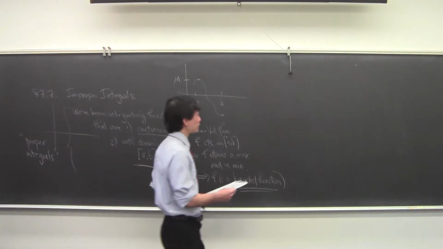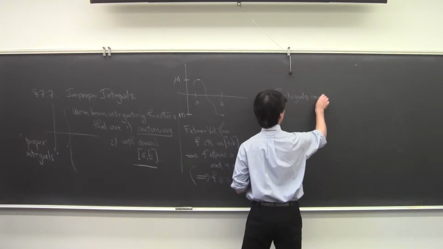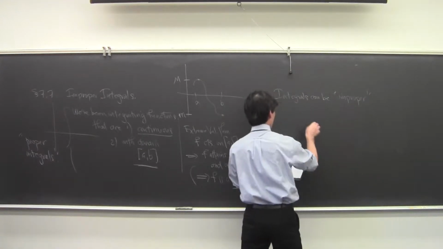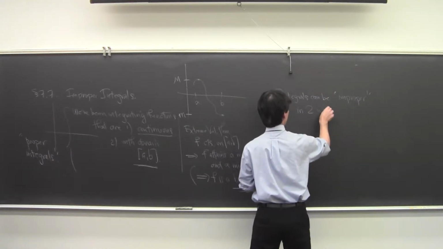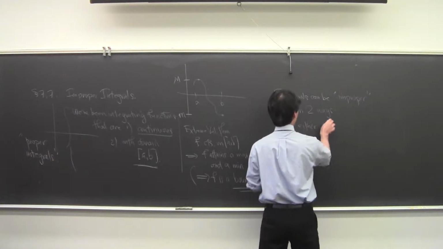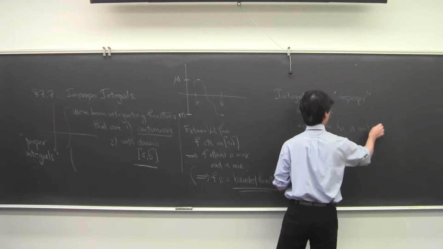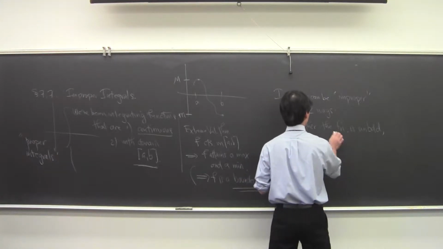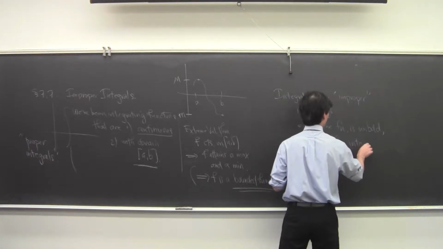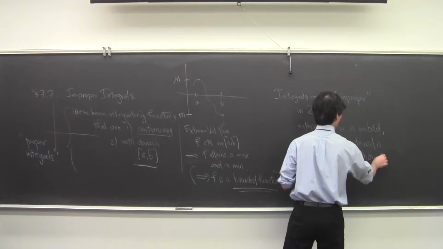Okay. So integrals can be improper in two ways. Either the function is unbounded, or the interval is unbounded, or both.